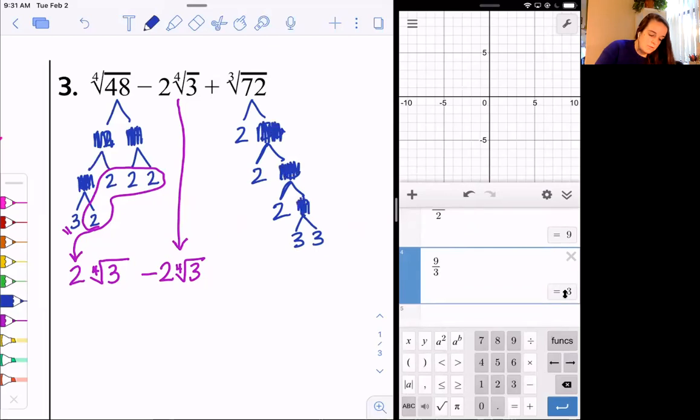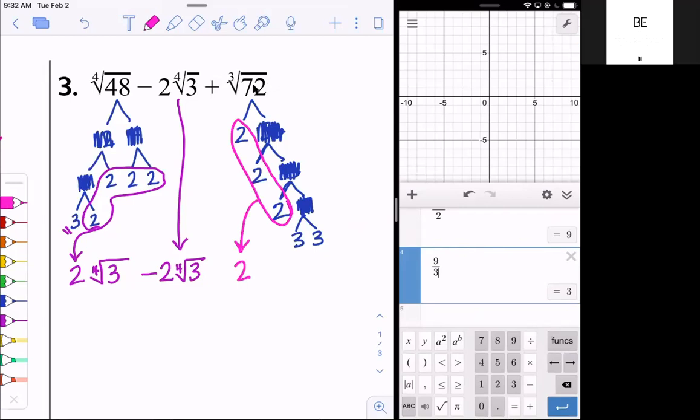All right. We're looking for groups of how many on this one? 3. Absolutely. Jasmine was quick on it. We're looking for groups of 3. So I have three 2s. It's going to come to the outside. Is it positive 2 or negative 2 based on my problem here? Positive. Good guess. We're positive, so this is going to be positive 2. And then we have a cube root.